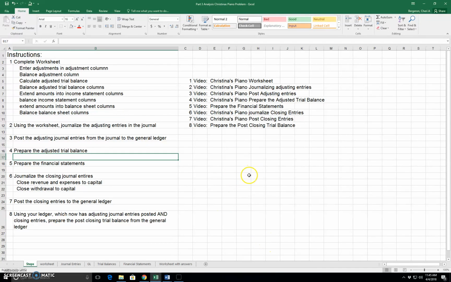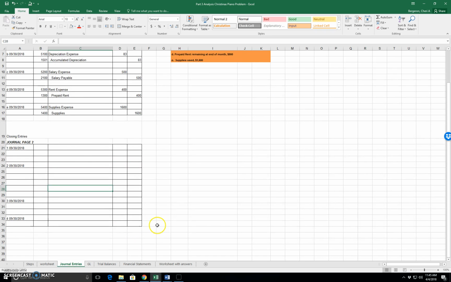So now we're to the closing process. We've completed our adjusting journal entries and we've completed our financial statements. So now it's time to get our records ready for the next period. We'll close the temporary accounts. Closing entries are journal entries, so I'll click onto the journal entry page and I'm going to put my closing entries right here.